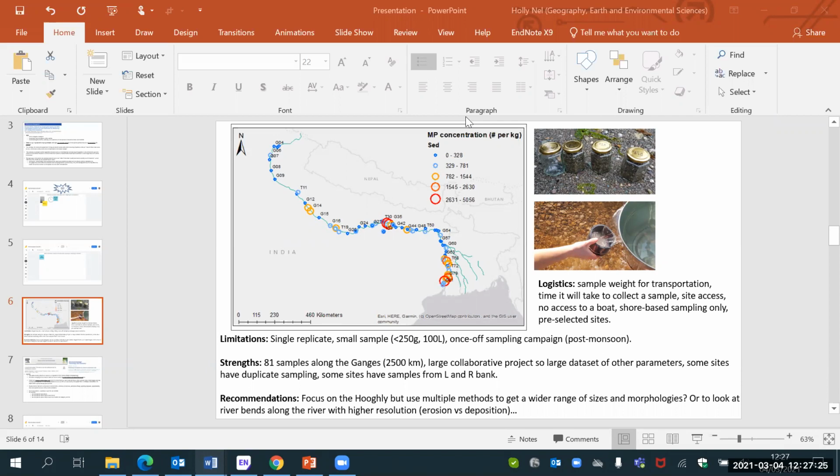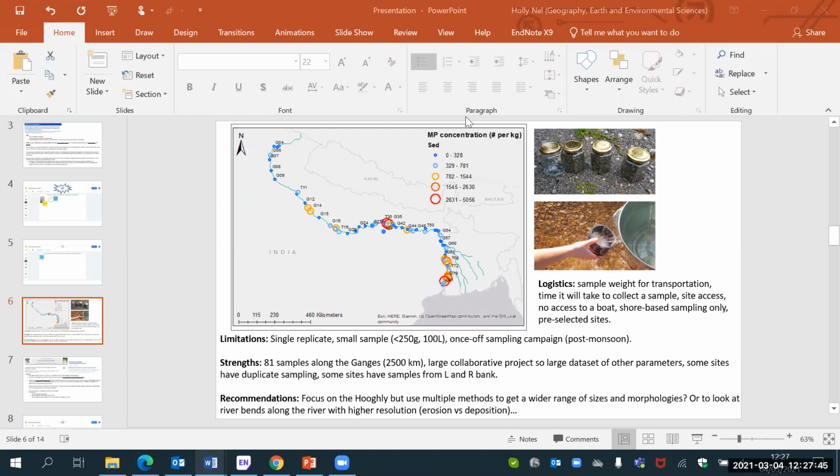And again, this is only a once-off sampling campaign, which is post-monsoon, which is going to tell you a very different story to if we collected the samples pre-monsoon. But there's a lot of strengths to this paper. We've got 81 sites where we've collected sediment and water along 2,500 kilometers.